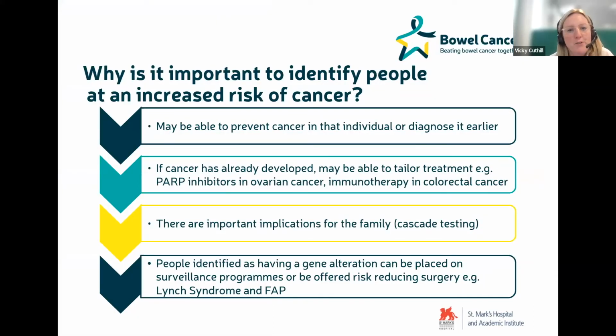So we talked about this before. We want to prevent cancer earlier, or diagnose it earlier. We want to tailor treatment. We want to deal with a family. Family is really important when we're talking about inherited disease.